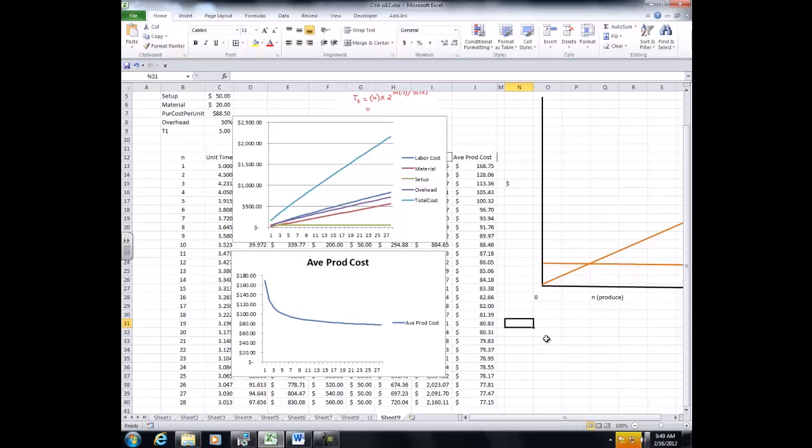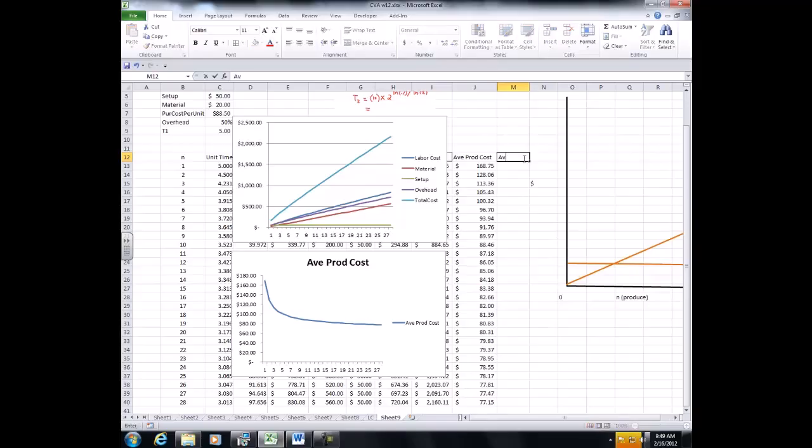Now, if I wanted to represent in the average cost graph the average purchase cost, we will add another column. Say in column M, we'll say this is the average purchase cost. What will be the average purchase cost if you were purchasing 1 unit? $88.50, right? We'll just pick up that information from C7.